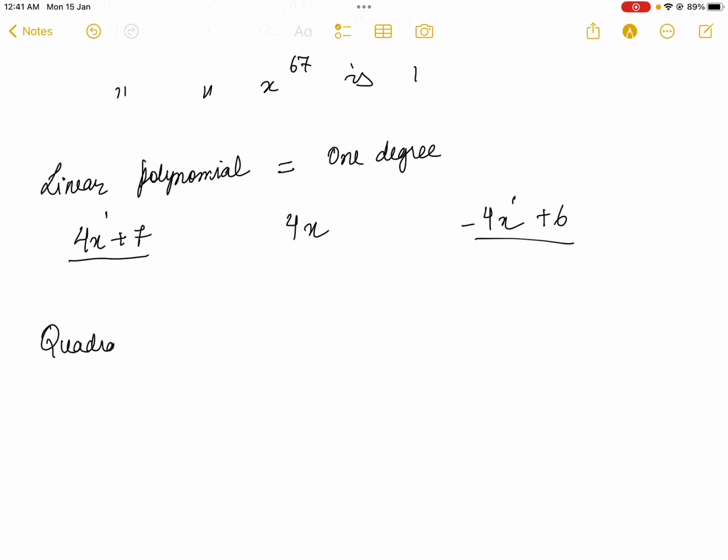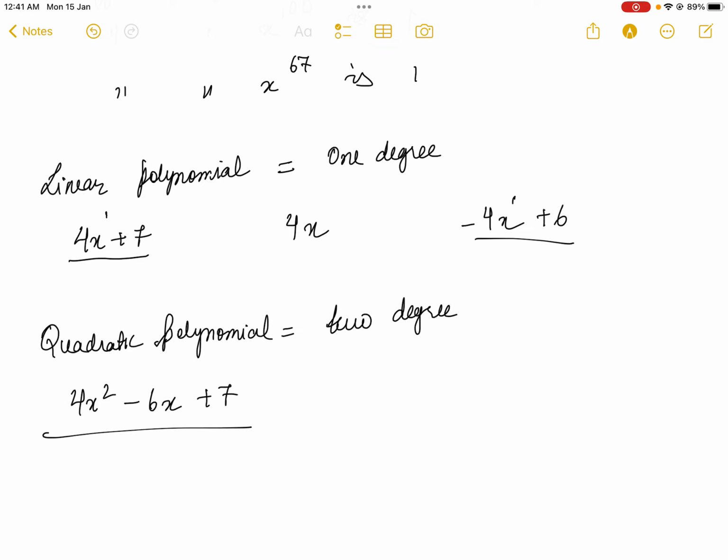What do you mean by quadratic polynomial? All right, so quadratic polynomial means the degree should be 2. Clear? What is the degree? I told it is the variable with the highest power. So 4x square minus 6x plus 7, this is another example of quadratic polynomial because degree should be 2, right? Even this can be considered as a quadratic polynomial.